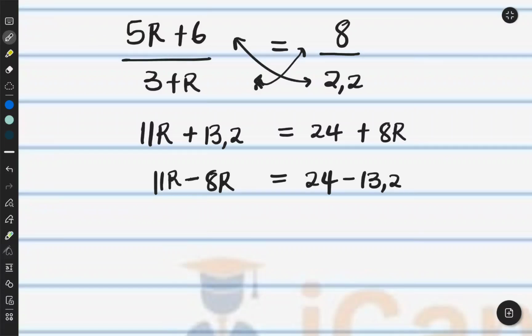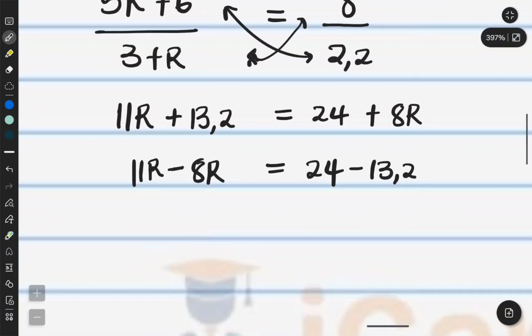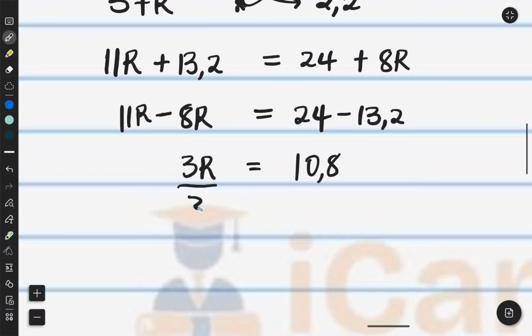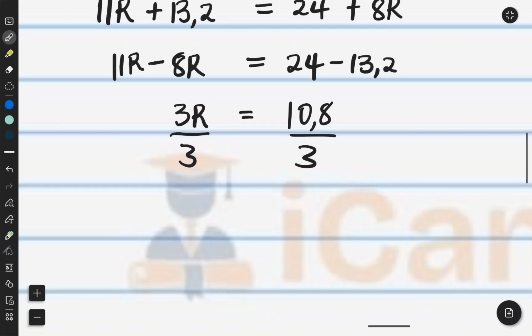I transposed 13.2 to the right-hand side of the equation, and then I transposed 8R to the left-hand side of the equation. I could have done it the opposite way. It doesn't matter. You do what is simpler for you, okay? So now you have 3R is 24 minus 13.2, which is 10.8. From here, you divide both sides by 3. I'm taking you step by step, right? And then that means your R would be 3.6 ohms.